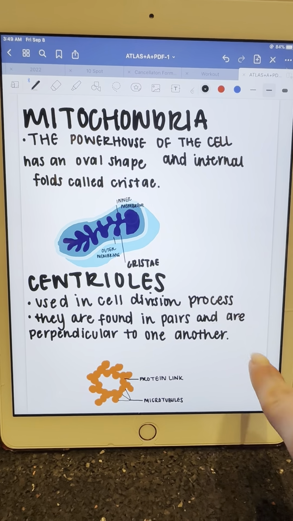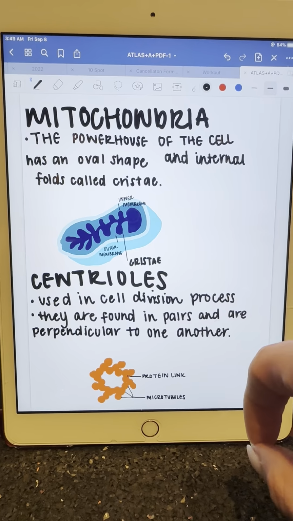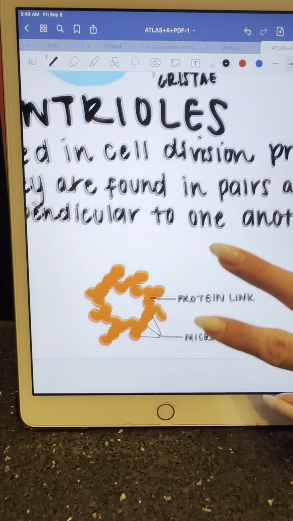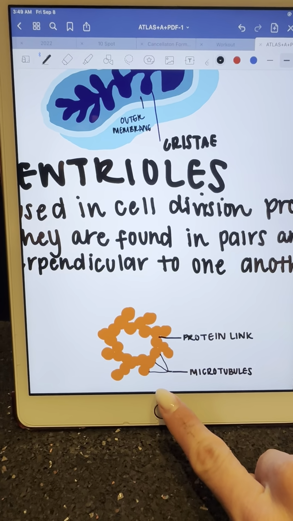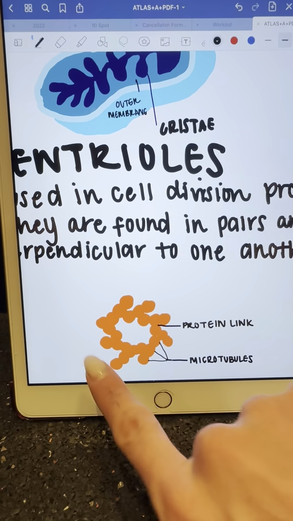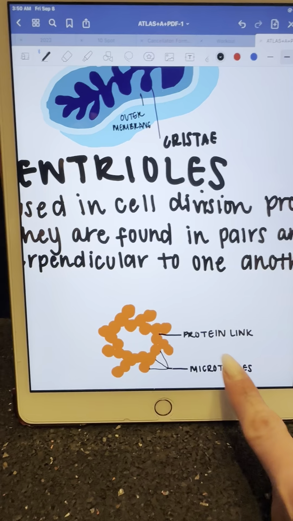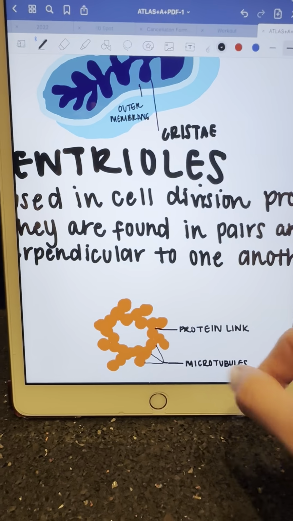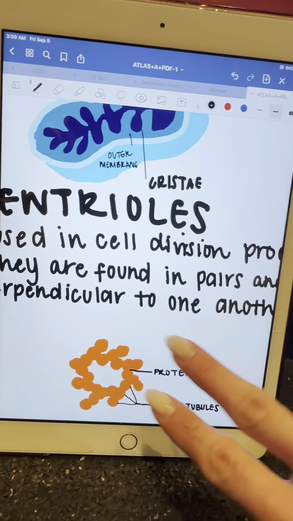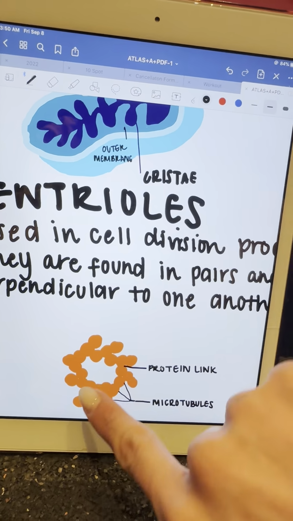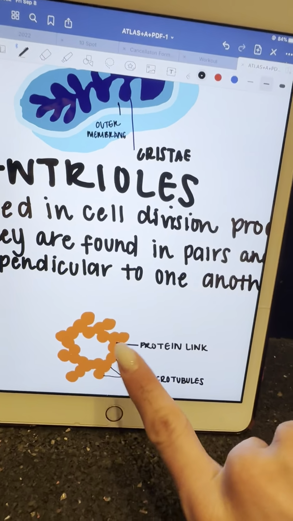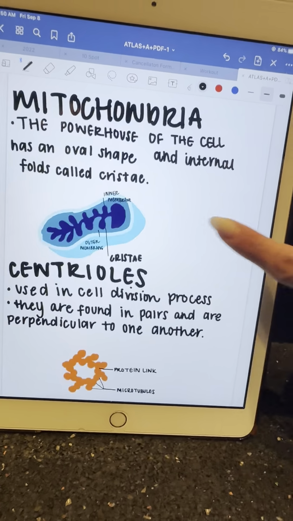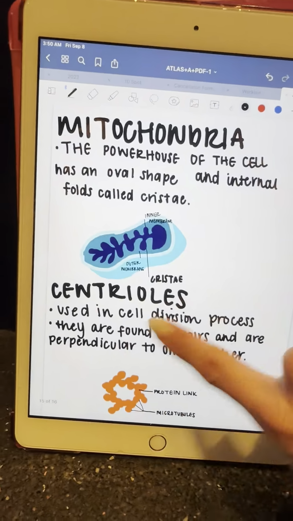They are used in the cell division process, and they are found in pairs and are perpendicular to one another. So you can see in the structure that there's 3, and then they kind of go in this ring, and they also have a protein link. So I wasn't able to draw it in 3D, but it does go in a long tube. So this is kind of the top view of it, but this tube would extend that way as well. So that's the overview of the organelles that I have.